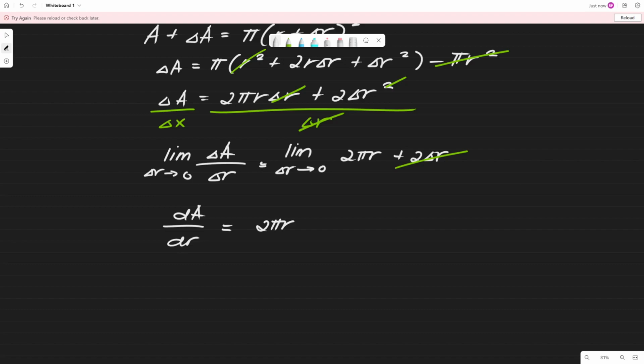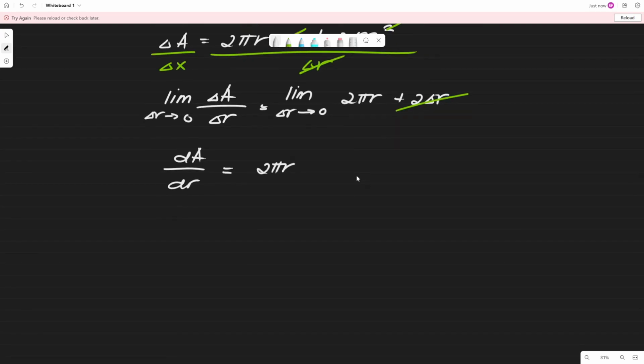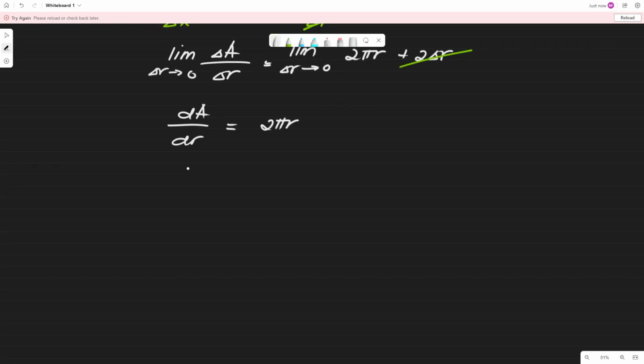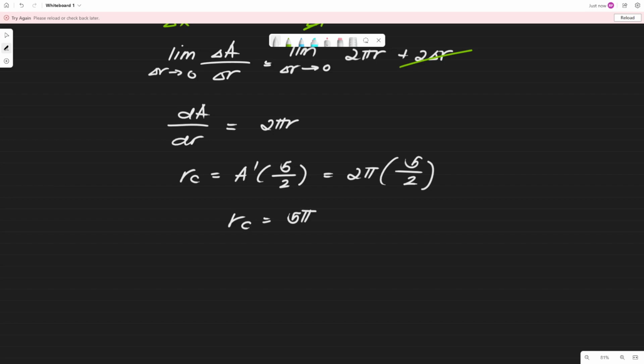However, this is not our final answer yet, 'di ba? Kasi we're still going to substitute the value of r to get the rate of change at that specific radius. No? So therefore, we have our rate of change is equal to A prime of what was that again? 5 over 2 or 2.5, no? So we'll have 2 pi times 5 over 2. Okay, so we have our rate of change is equal to 5 pi. Okay, so this is in meters.